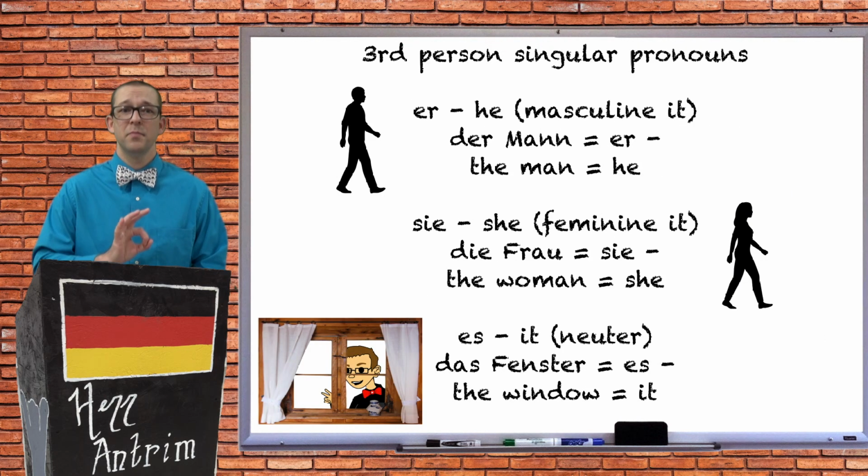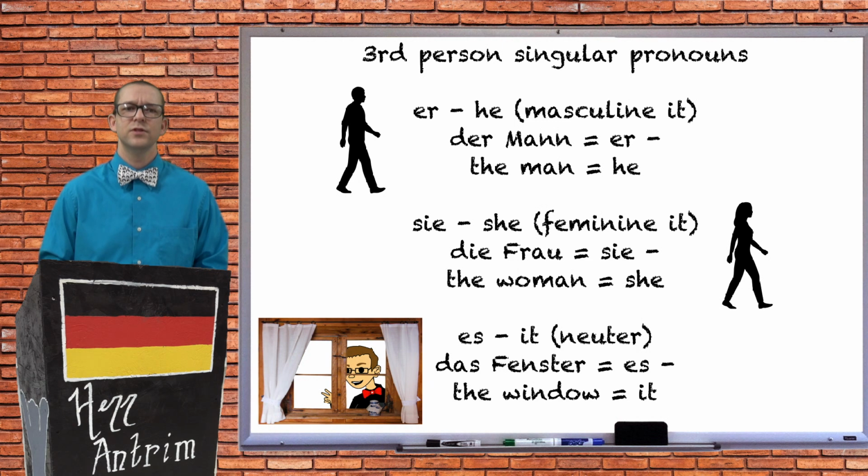There are 3 third-person singular pronouns in German. We have the same thing in English, but they're used slightly differently. In German we have er, sie, and es, but in English we have he, she, and it. This sounds simple enough on the surface. If you're talking about a masculine person or animal, you use er, he. Der Mann, the man, er, he. When you're talking about a feminine person or animal, you use sie, she. Die Frau, the woman, sie, she. If you're talking about a thing that doesn't have an intrinsic gender, you use es. Das Fenster, the window, es, it.